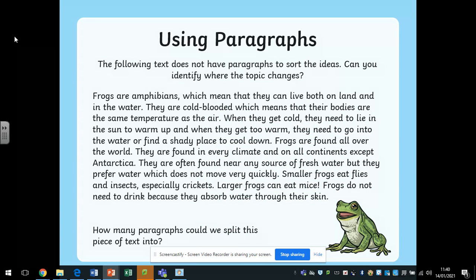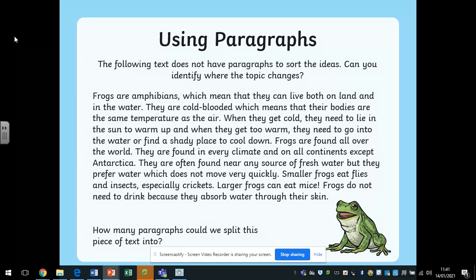So using paragraphs, the following text does not have paragraphs to sort the ideas. Can you identify where the topic changes? Pause now and have a think. Right, so I'll read this to you.